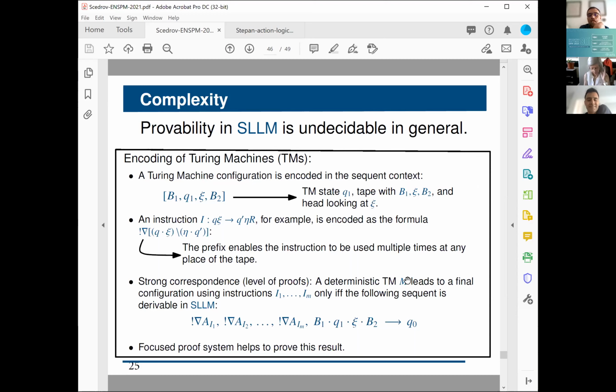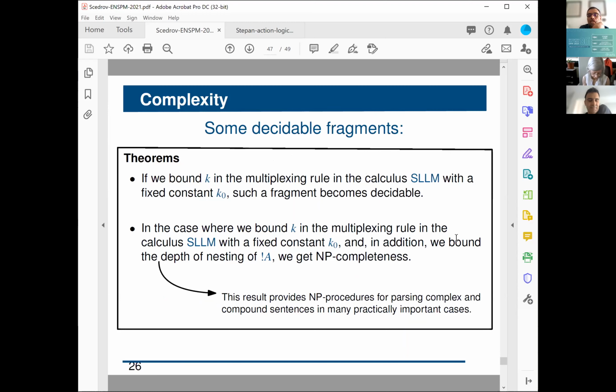However, it's not fair because when you look at the examples, you see that the kind of formulas you get are very shallow, okay? And I didn't say during the talk, but if we bound the number of k's in those multiplexing, then such a fragment becomes decidable. And in addition, if we bound the depth of nesting of bangs, which we do seem to have in all the examples, we get NP-completeness, okay? So now the fair question is, for this fragment, what is the generated grammar? And that's a great question. I wish I could tell you that. I don't know. The aim is to get beyond context-free languages. This is another spectacular result of Pentus, who proved that Lambek grammars are context-free.